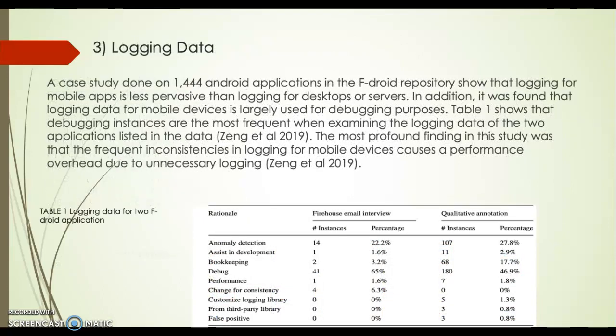Logging data. A case study done on 1,444 Android applications in the F-Droid repository showed that logging for mobile apps is less pervasive than logging for desktops or servers. In addition, it was found that logging data for mobile devices is largely used for debugging purposes. Table 1 shows that debugging instances are the most frequent when examining the logging data of the two applications listed in the data. The most profound finding in this study was that the frequent inconsistencies in logging for mobile devices cause performance overhead due to unnecessary logging. This could also be true for the COVID Cert Check app.